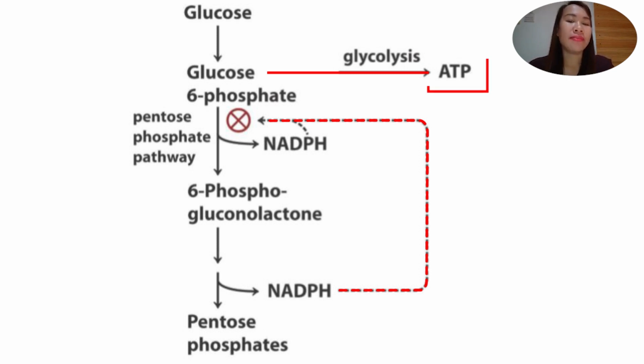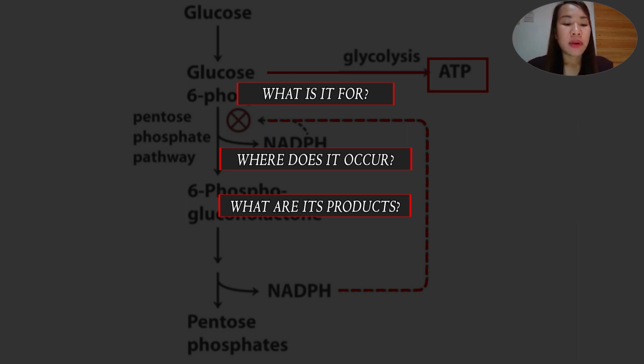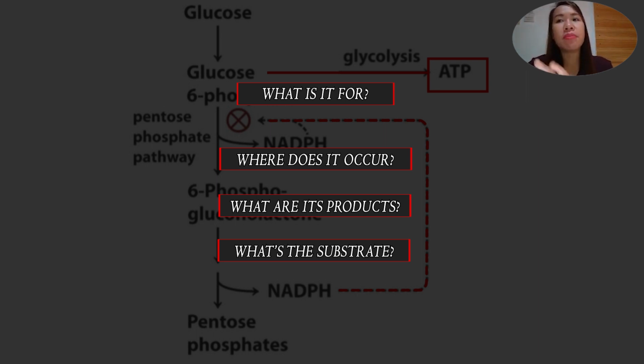produce ATP. Okay? So, in summary class, I hope ma-remember natin kung para saan ang pentose phosphate pathway. So, we have to remember what it is for, where it occurs, what its products are, and what the substrate is. And that there are two phases, which is the oxidative phase. It is also the irreversible phase. And we have the other one, the non-oxidative phase, which is the reversible phase. So I hope, class, that in this simple lecture, we were able to understand ano nga ba yung pentose phosphate pathway and what is its purpose.